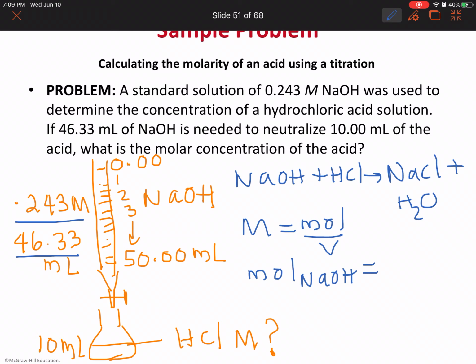Okay, M is 0.243 moles per liter multiplied by the volume. 46.33 milliliters, you need to convert it to liters. That would be 0.04633 liters, and that will give us the number of moles as 0.243 times 0.04633, which is 0.0113.